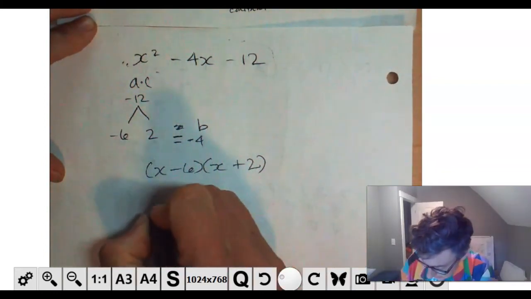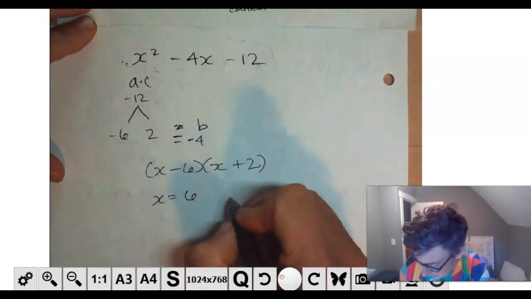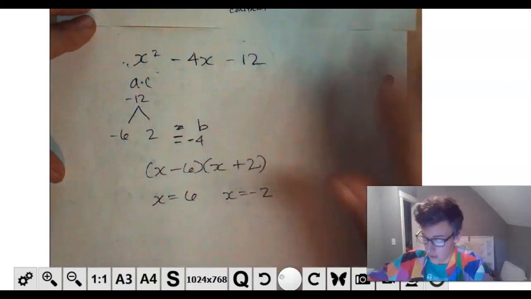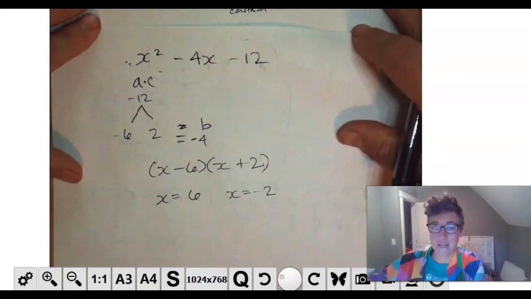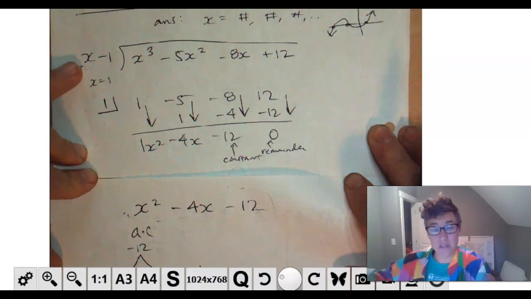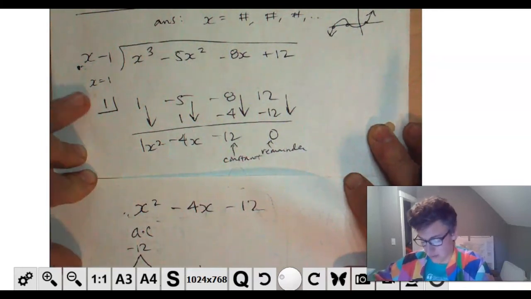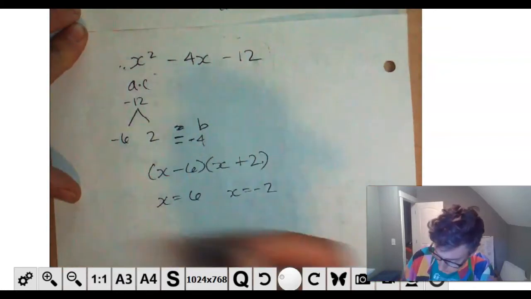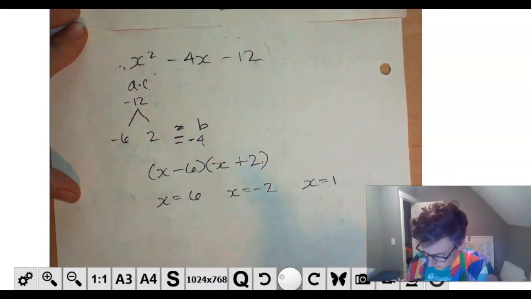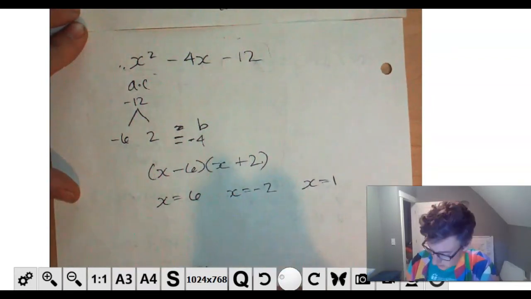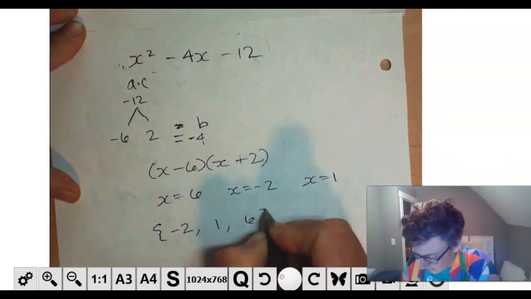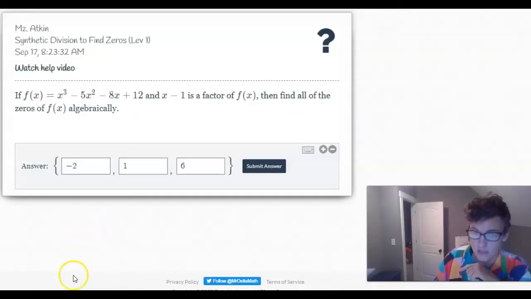So we get x equals positive 6 from here, x equals negative 2 from here, and originally we were dividing by x minus 1, if you recall, so we need to set that equal to 0 too, but we already did that. We got x equals 1. So x equals 1, x equals negative 2, x equals 6. We should put these in order from least to greatest, so our solutions are negative 2, 1, 6.